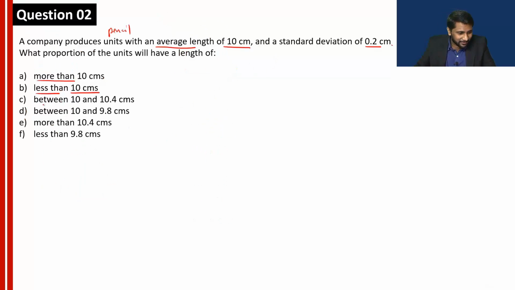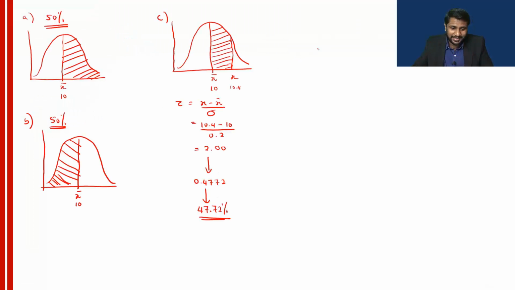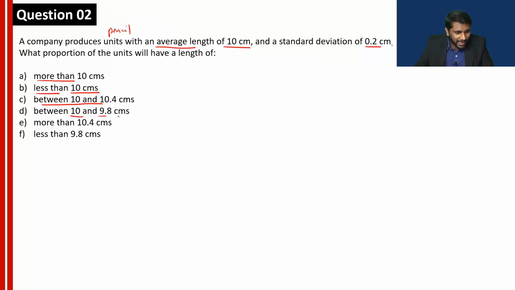In this one, what are they asking? They are asking between 10 and 9.8. Now you will understand this one perfectly, believe me. So first of all, you have to draw the bell curve. That's the proper way of learning. Draw the bell curve, mark the mean 10, and you are going to find 10 and 9.8.